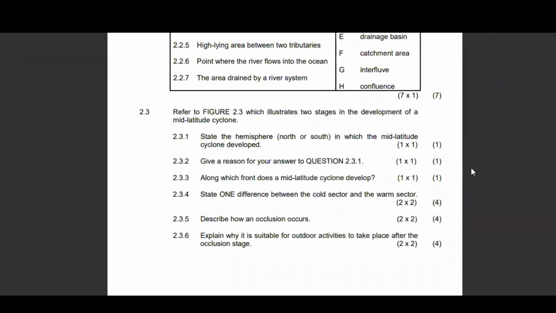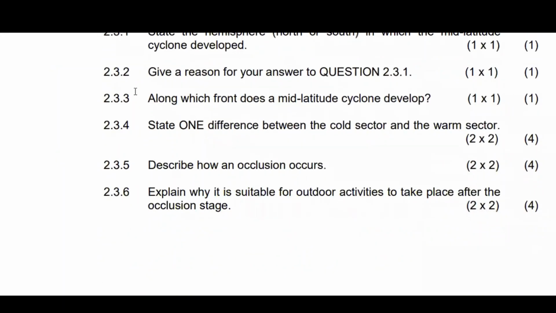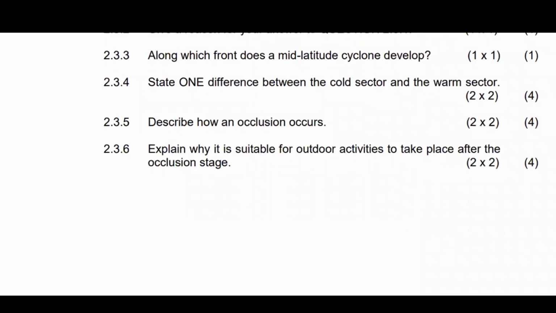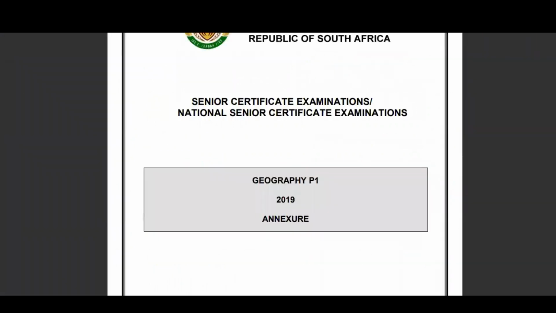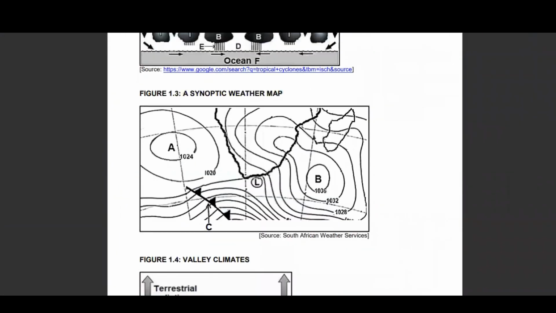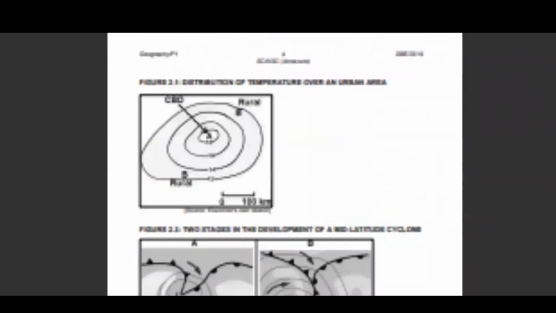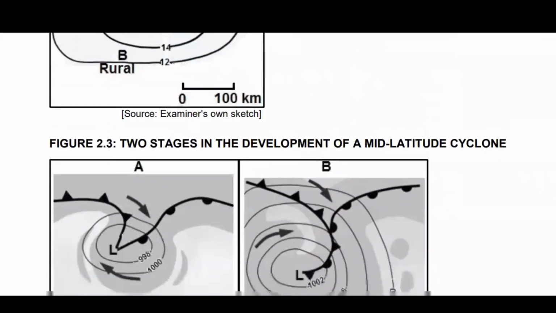Okay. I want to look at this question here, which is 2.3, figure 2.3. Let me check with the annexed learners so that we can see what 2.3 is talking about. Okay, 2.3 is there. Let us look at this diagram, 2.3.